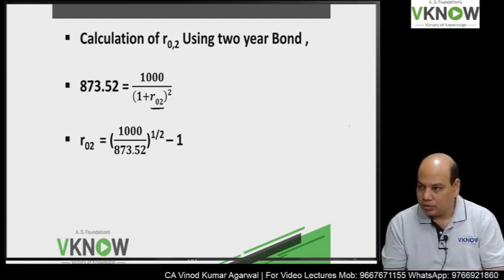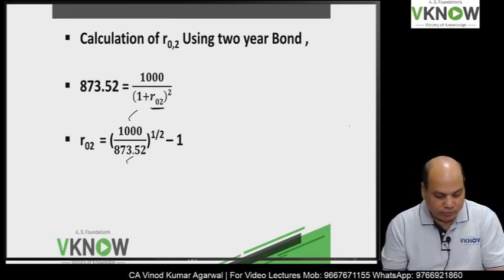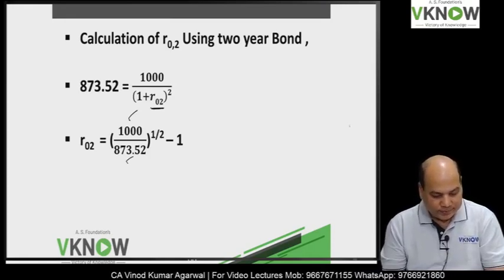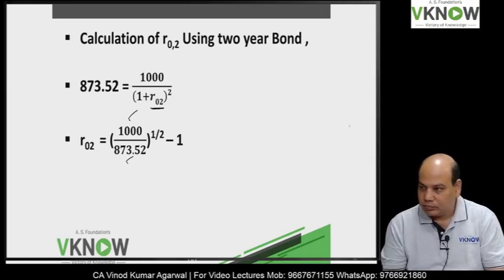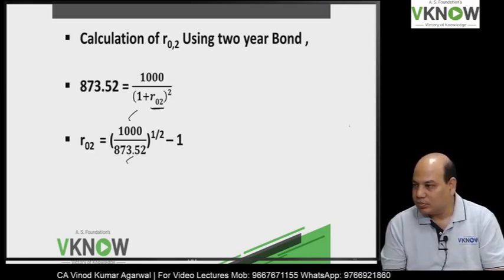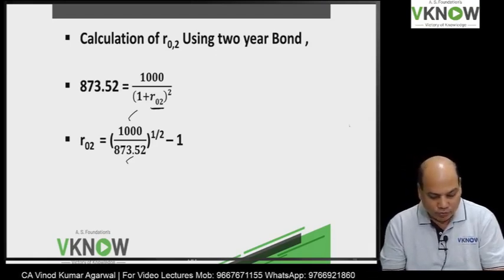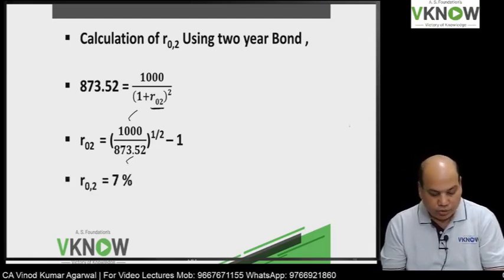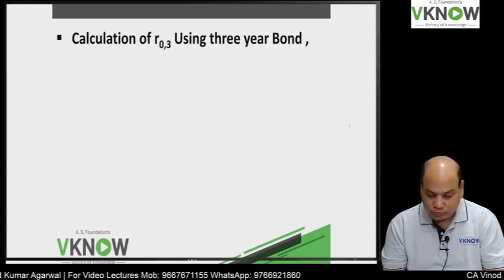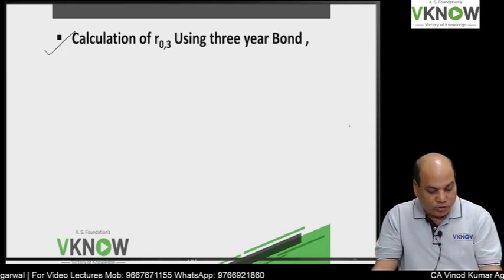minus 1. Solve. First, on your calculator, divide this by this. Press the square root function for 1 by 2, then minus 1. So how much is the answer here? Yes, Mehul Garg has given 7%. Very good. Now write down the same calculation. Do it a little fast now. You have understood.